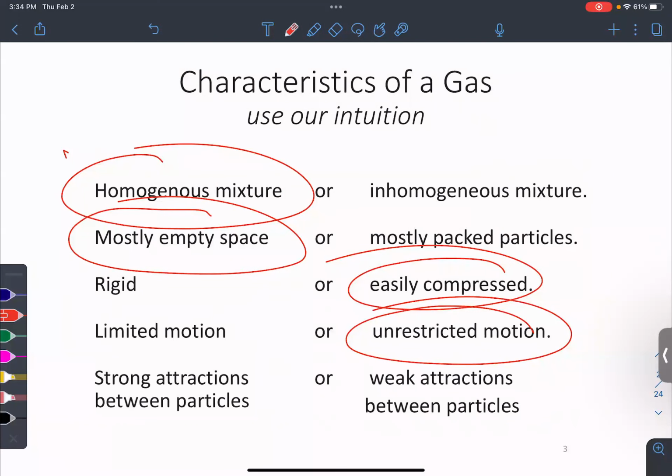And then finally, think about the particles. They're moving around like crazy. Do you think there's strong attractions between the particles or weak attractions between those particles if they're bouncing around each other like crazy? Weak attractions. Yeah, because if they were packed together, close together, it would be strong attractions, but because they're far away, it's weak attractions. All right, good. So we're using our intuition there.